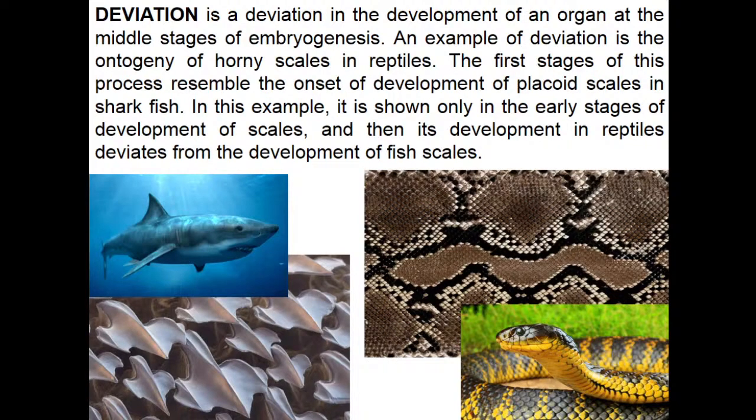Deviation in the development of an organ at the middle stages of embryogenesis. An example of deviation is the ontogenesis of horny scales in reptiles. The first stages in this process resemble the onset of development of placoid scales in sharks and fish. In this example it is shown only in the early stages of scale development, and then its development in reptiles deviates from the development of fish scales.